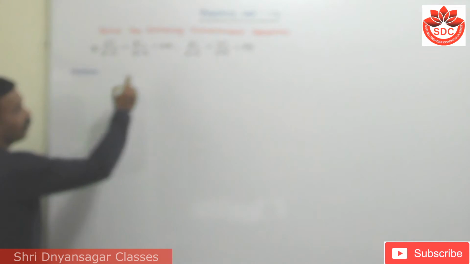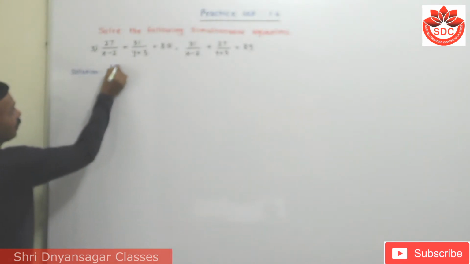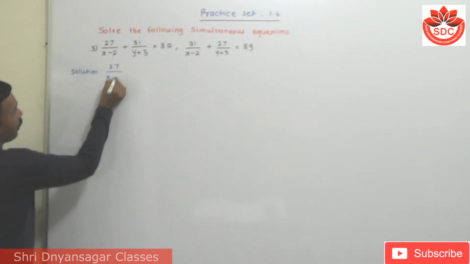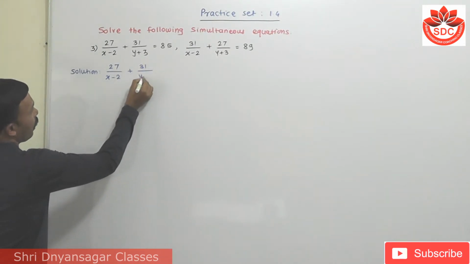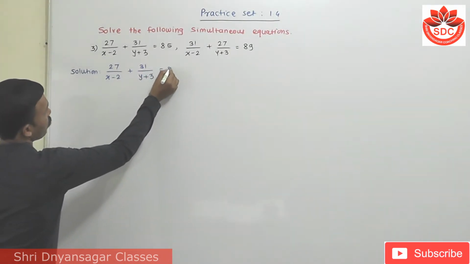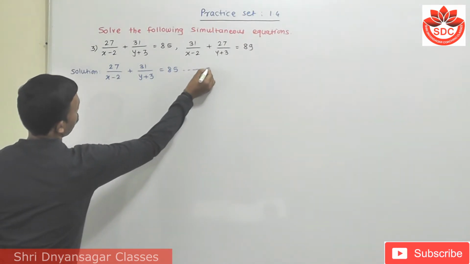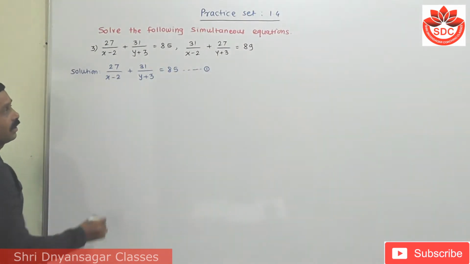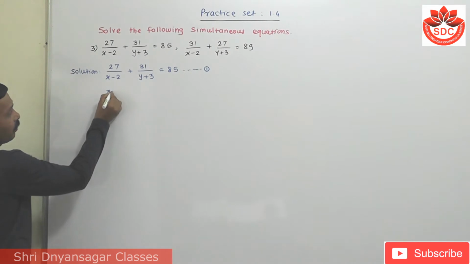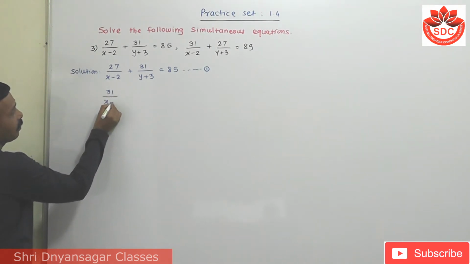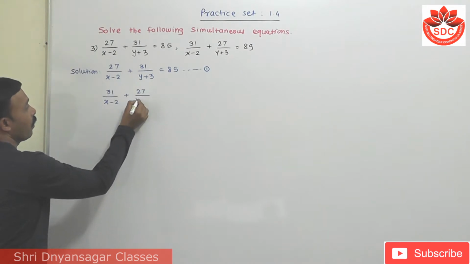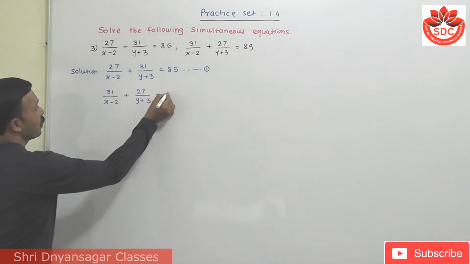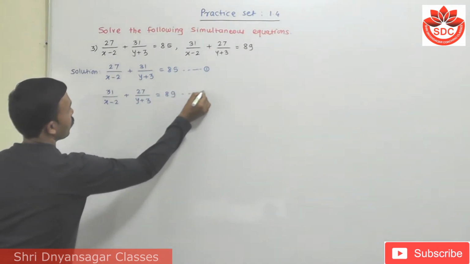First, give the numbers to these equations. 27 upon x minus 2 plus 31 upon y plus 3 is equal to 85. Suppose this is equation number 1. The second one is 31 upon x minus 2 plus 27 upon y plus 3 is equal to 89. This is equation number 2.